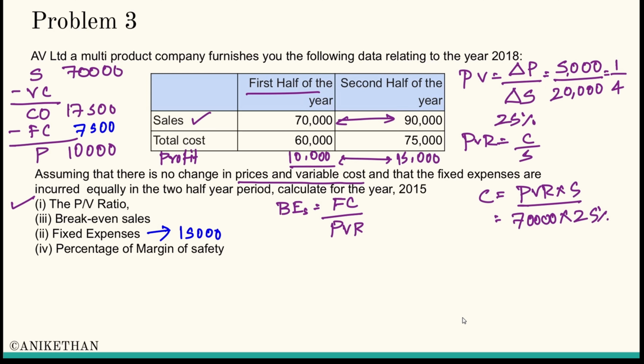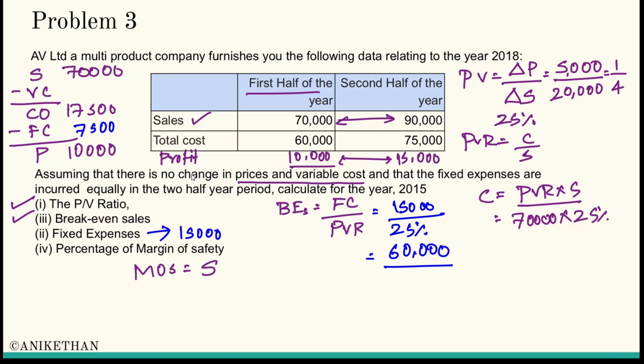So this I have calculated. Break-even sales now I have to calculate using this formula, 15,000 divided by 25%. So this comes to 60,000. So this is my break-even sales. So I have calculated break-even sales and I have calculated fixed expense. Next I have to calculate percentage of margin of safety. So margin of safety is nothing but sales minus break-even sales. So at break-even sales I have no profit or no margin. But at margin of safety sales I have some margin.